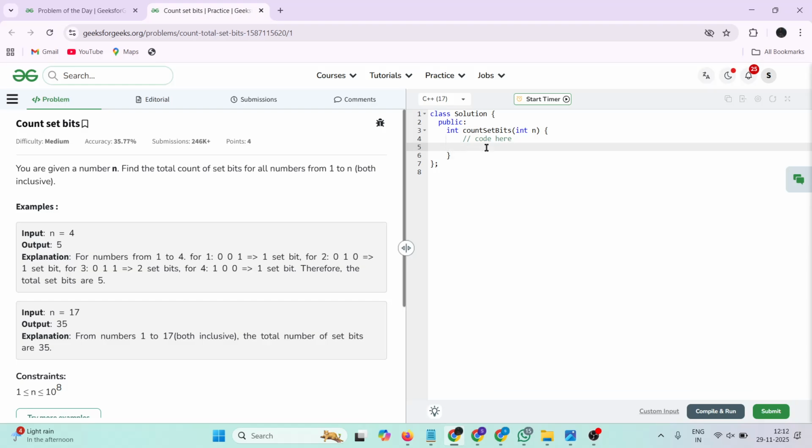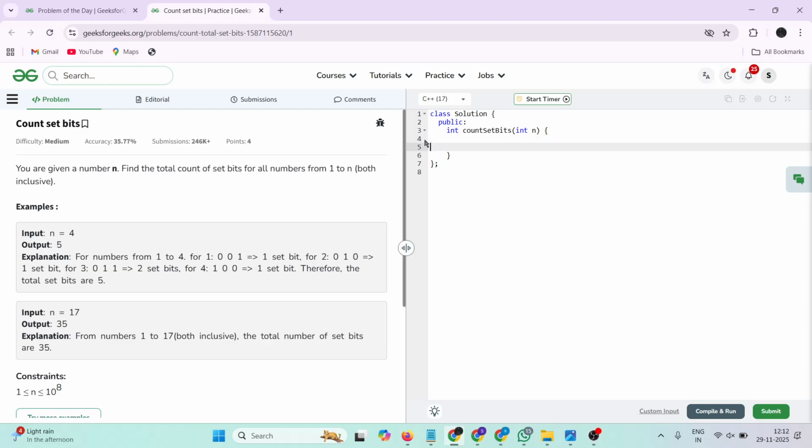So from 1 to 4: 1 has one set bit, 2 has one, 3 has two, and 4 has one. So how many set bits are there? 1, 2, 3, 4 and 5. So the answer would be 5. We have to do the same.